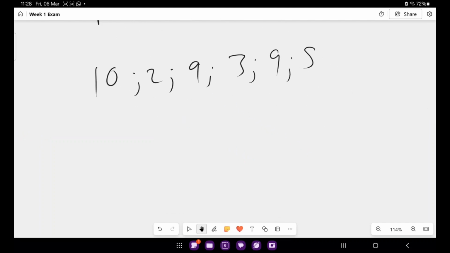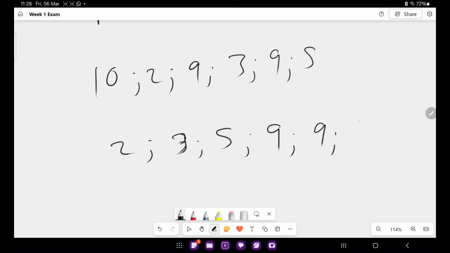So first of all, we have to rearrange from minimum to highest, or highest to lowest. I usually do it from lowest to highest because it's natural for me, but any way is good as well. So 2 is the lowest number. Then we go to 3. Then 5. Then 9. Then we write the other 9. And then we go to 10.